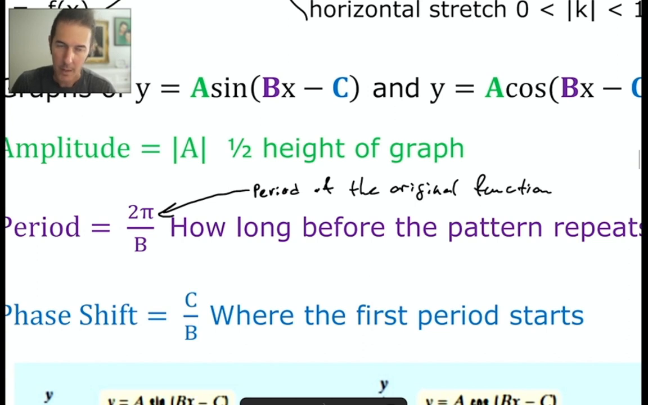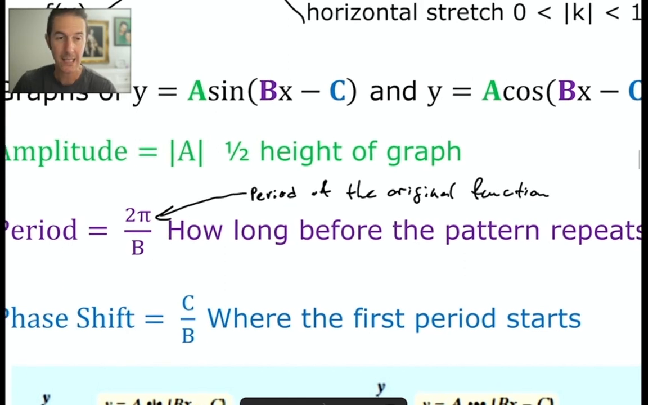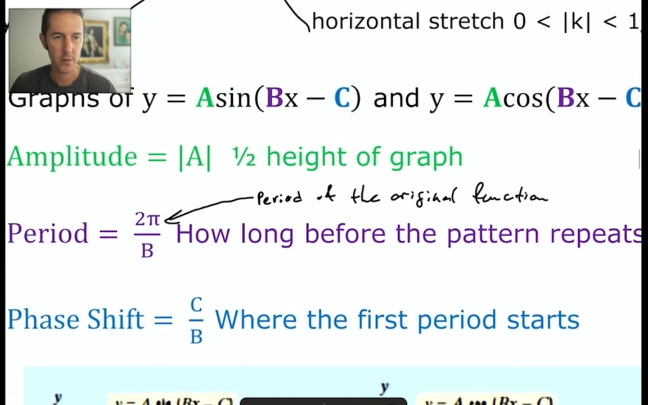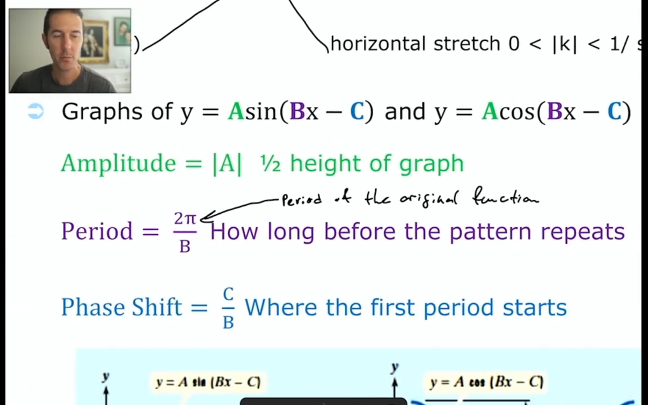I'm going to point it out when we start working with the tangent function. I'm highlighting the fact that it says 2 pi in the numerator, because when we're working with the tangent function and we start transforming, that numerator is going to change to a pi.